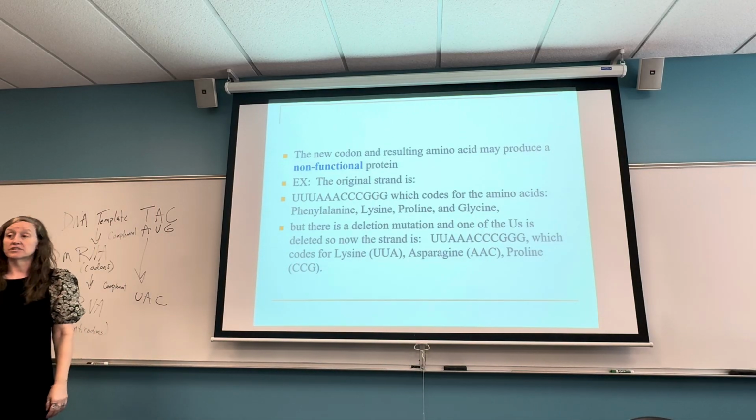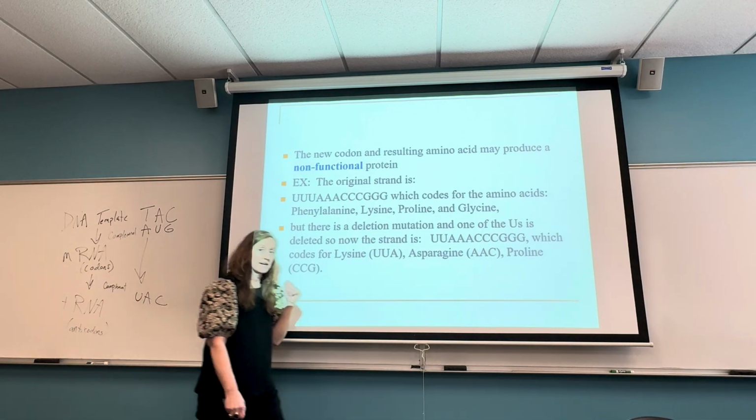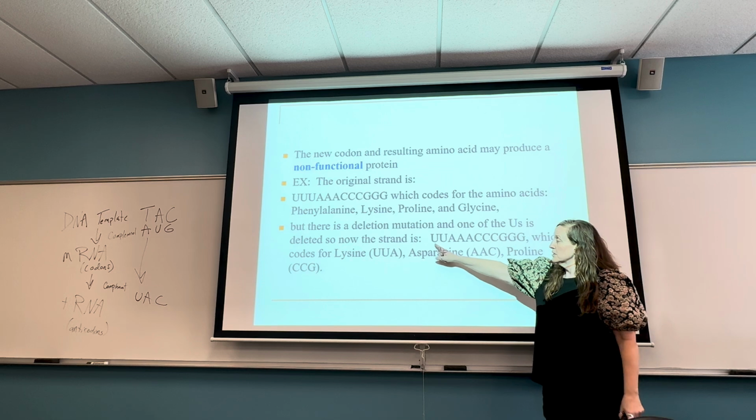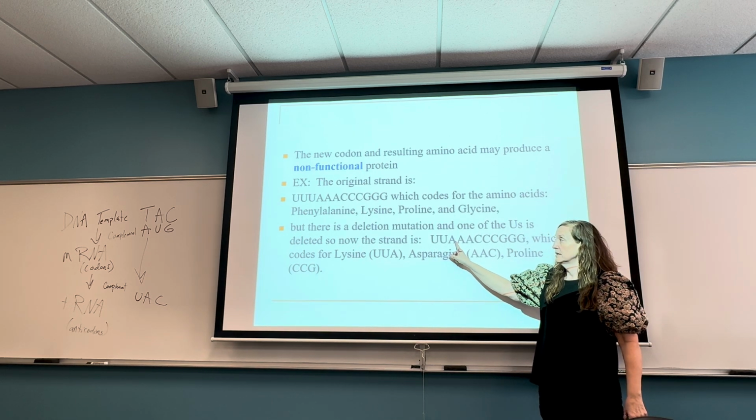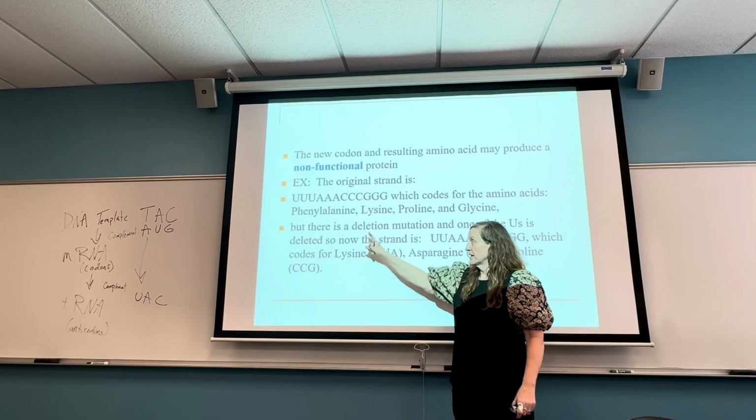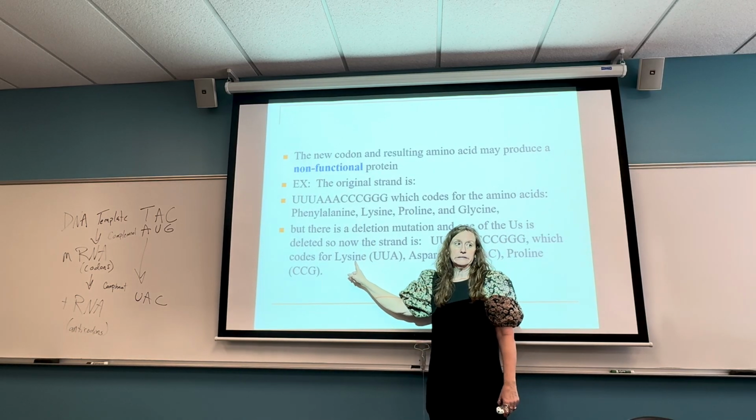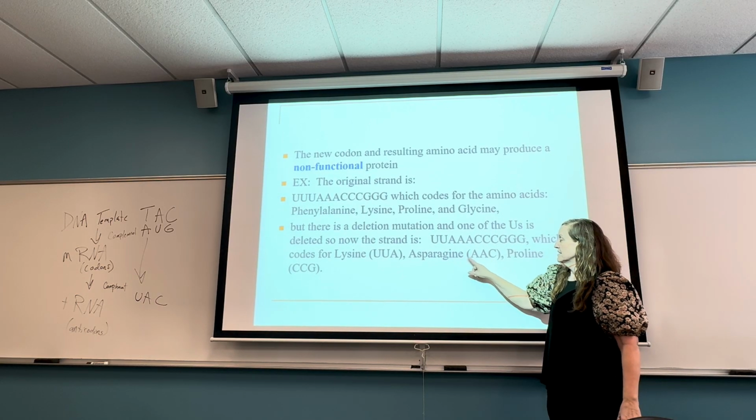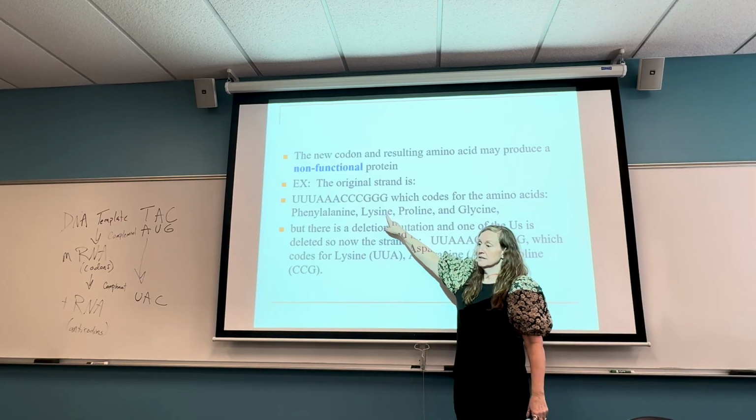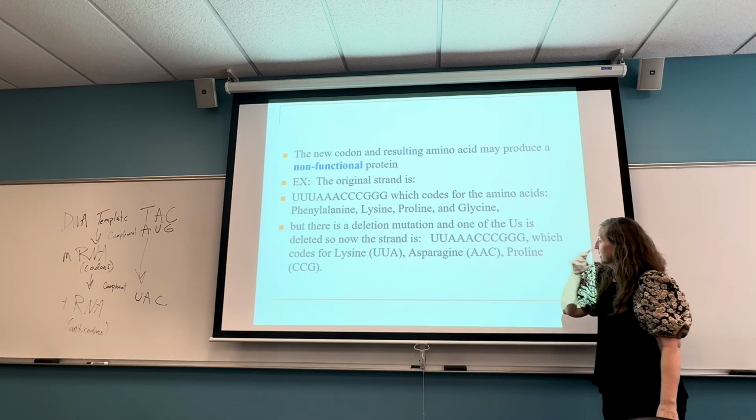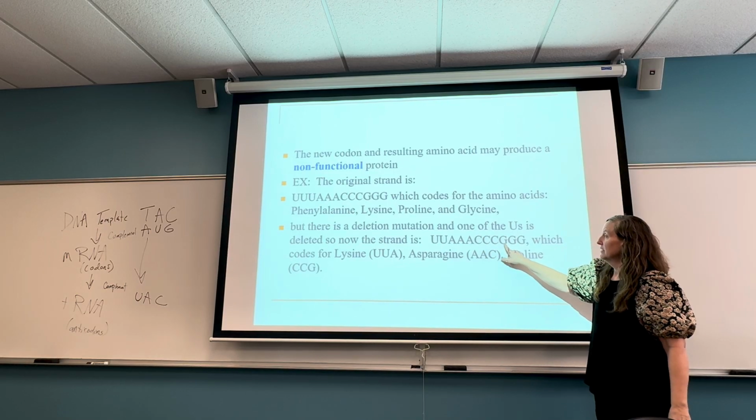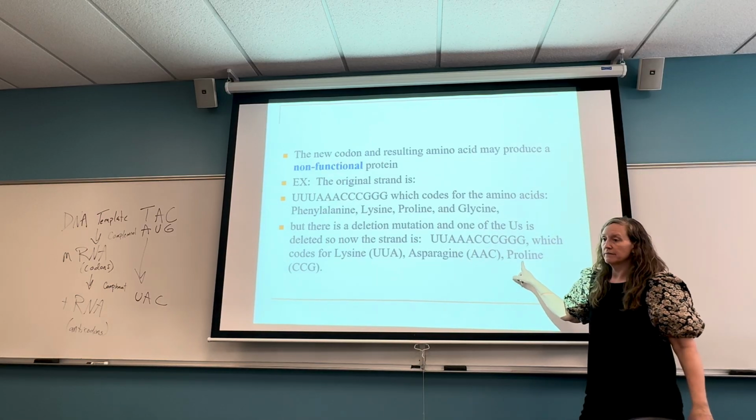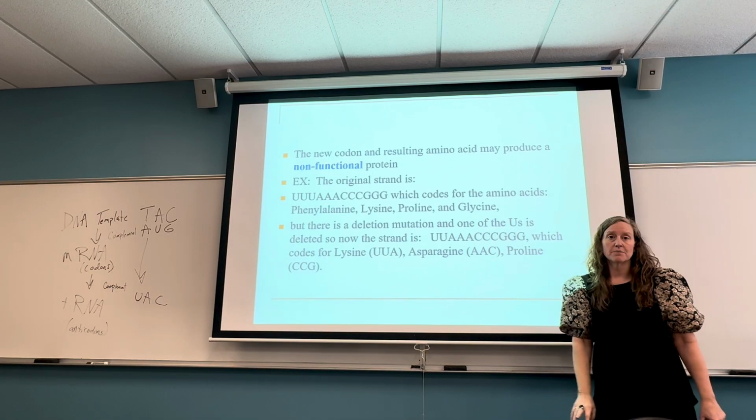Let's say there's a deletion mutation, where one of the U's is accidentally deleted, so everything shifts one over. So instead of UUU, you have UUA, which is supposed to code for phenylalanine, but now it codes for lysine. So that's something different. And then you have AAC. AAC codes for asparagine, but we were supposed to have lysine. And then the next one, CCG. Look at that though. We have proline, and we end up with another proline. So sometimes they'll be different, but sometimes they'll be the same.